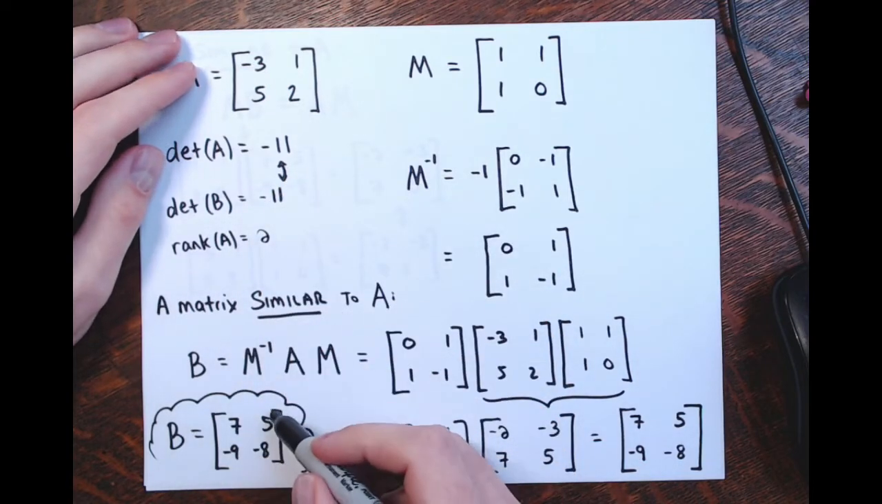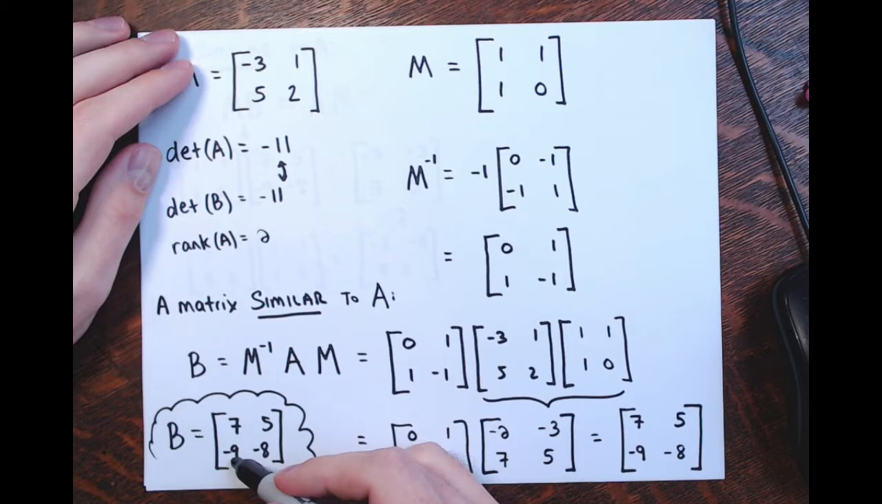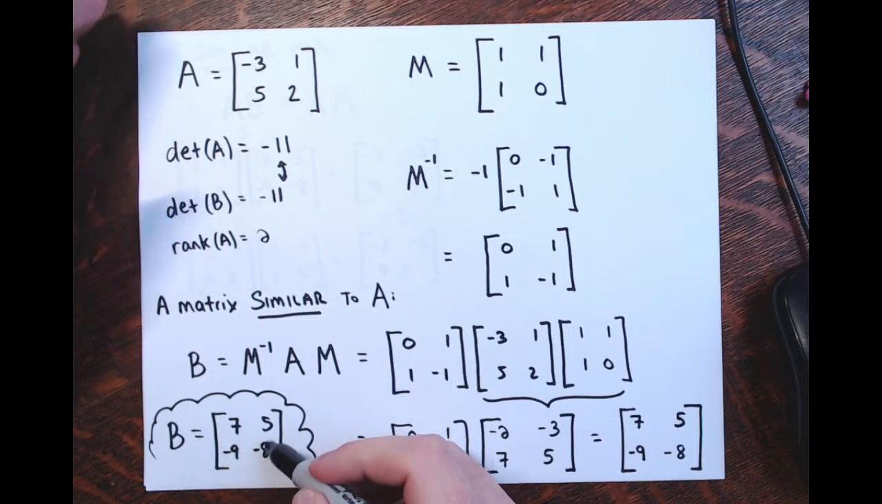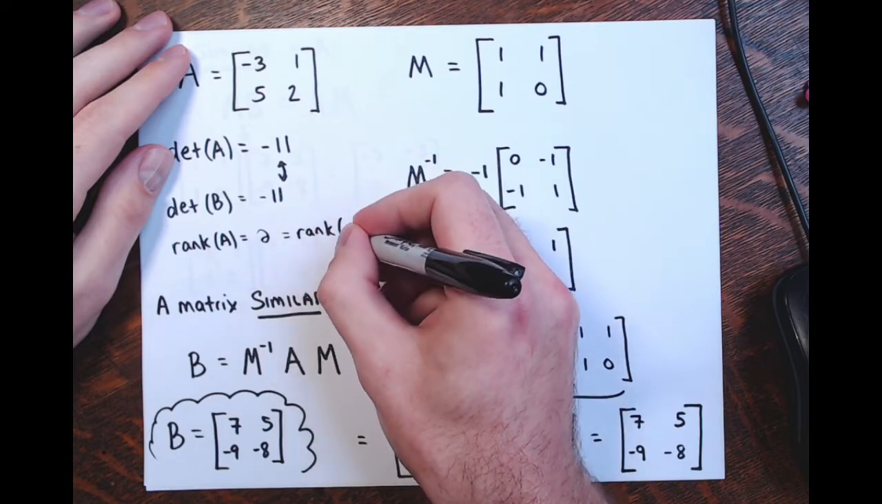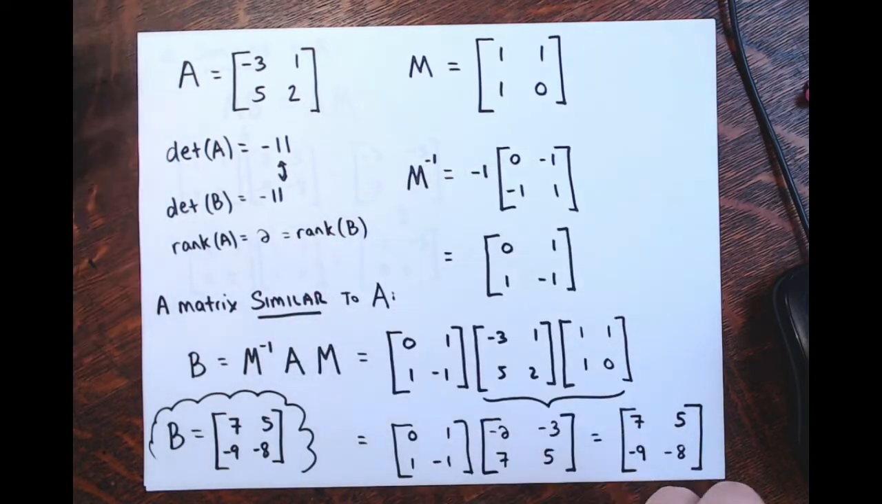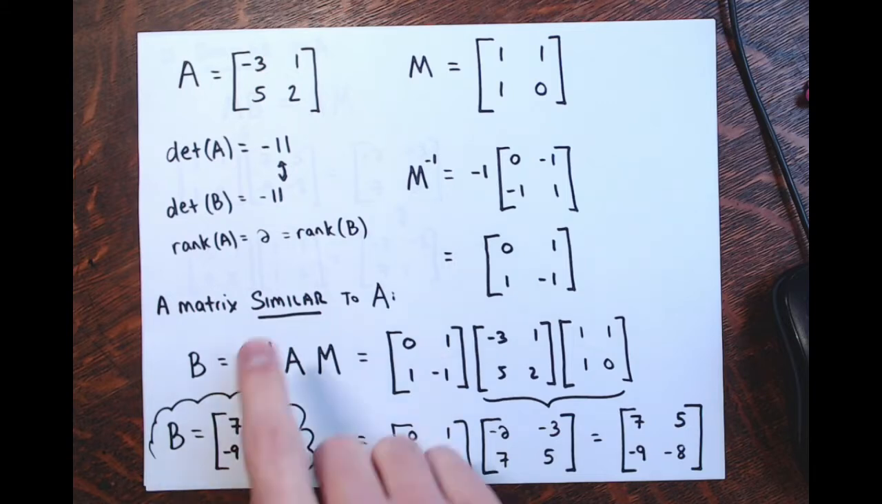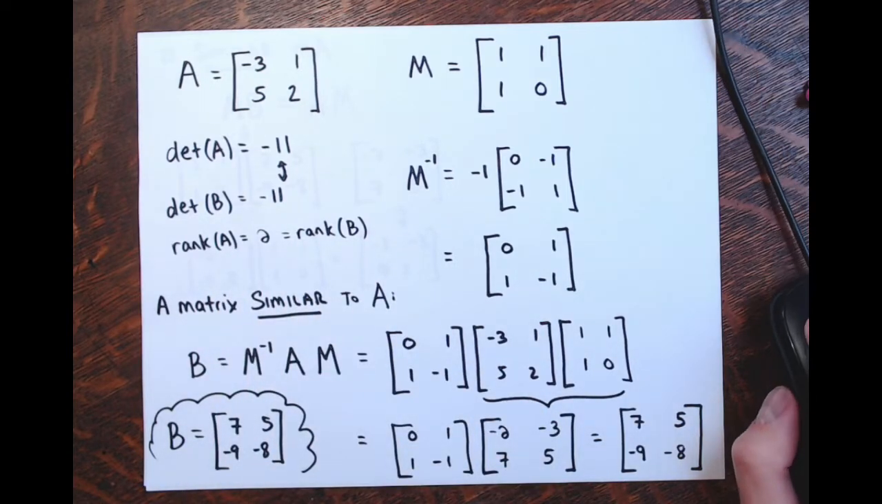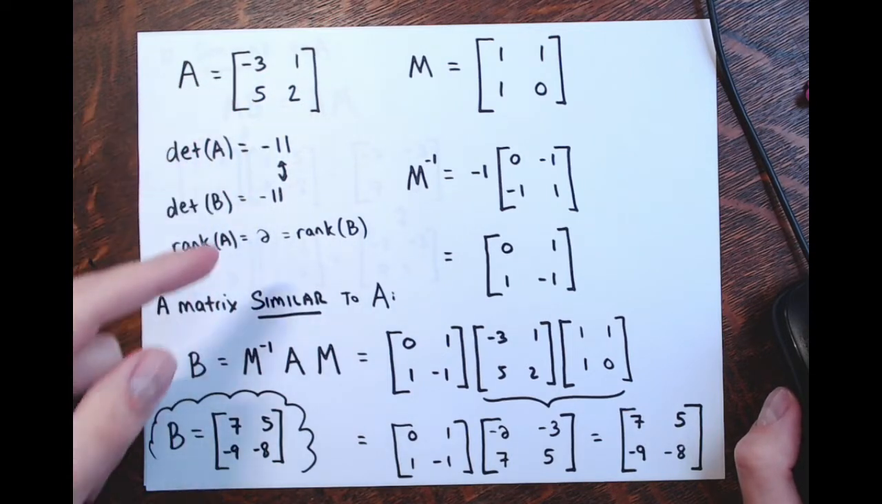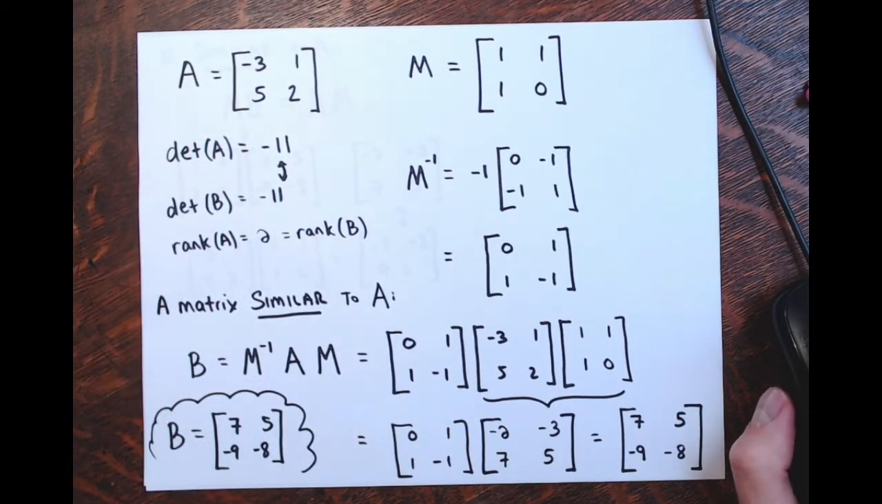Same thing for B. These two, 7, -9, that column vector, and 5, -8, are not scalar multiples of each other. So we have 2 independent column vectors, so the rank of B is also 2. And this is going to happen for any pair of similar matrices. They will have the same rank. And again, if they have the same rank, they'll also have the same nullity. Both of these matrices would have a nullity of 0.